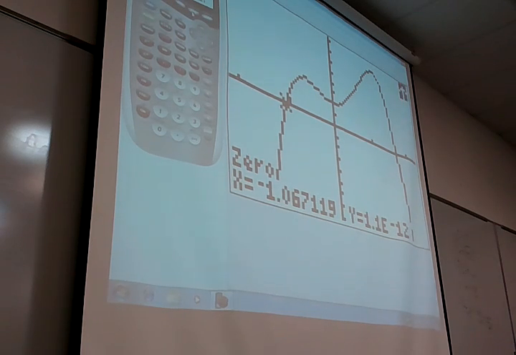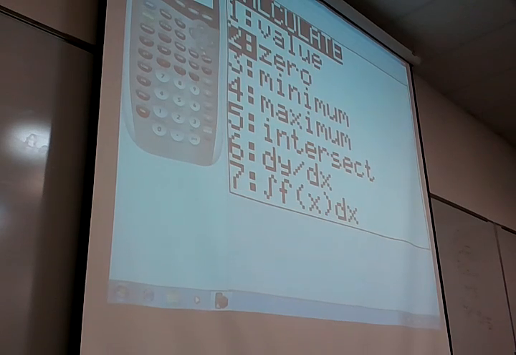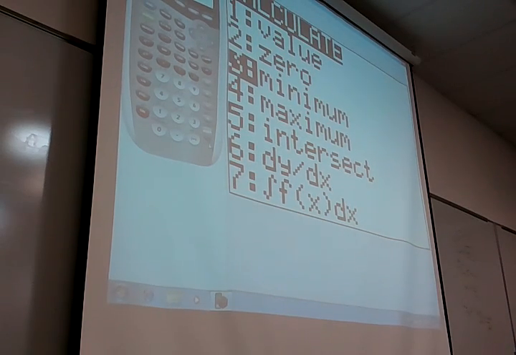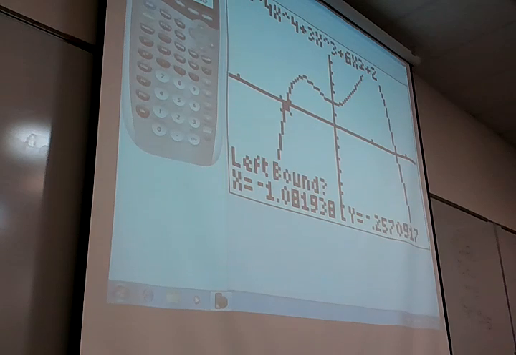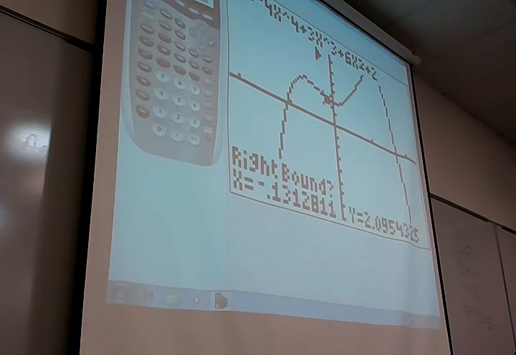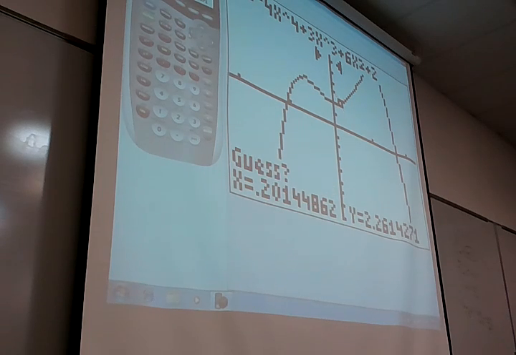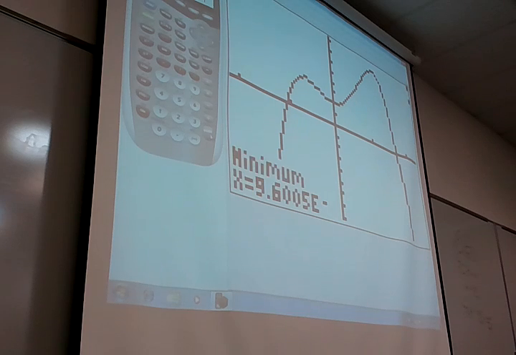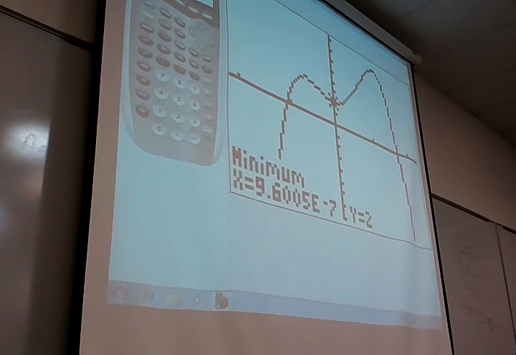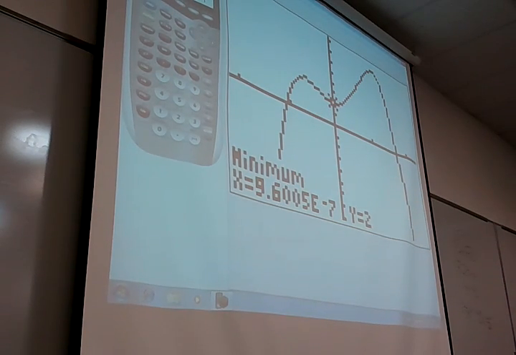Look, amazingly enough, you go where it says minimum, and it asks you very similar questions. It says left bound, so you go to the left of what you want, enter. You go to the right of what you want, enter. And then you put your cursor right on top of it, enter. So again, look here. What's it trying to say here?